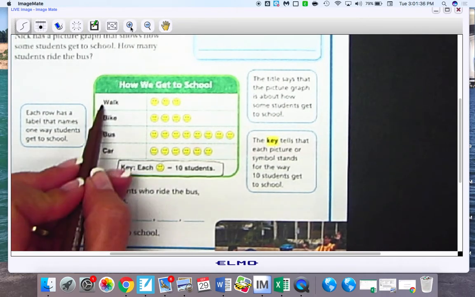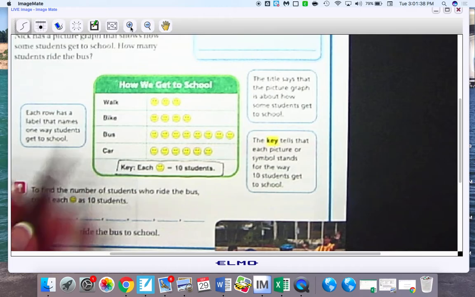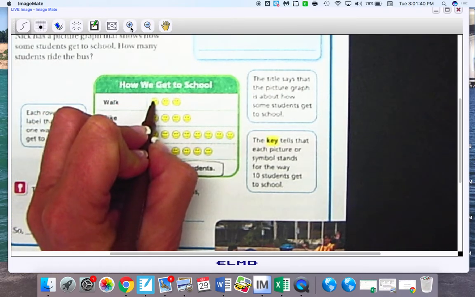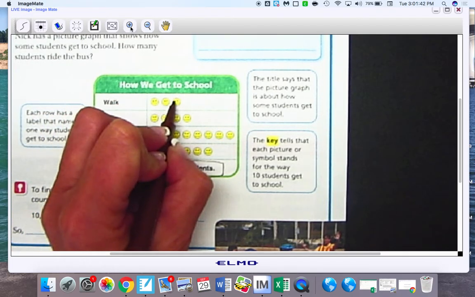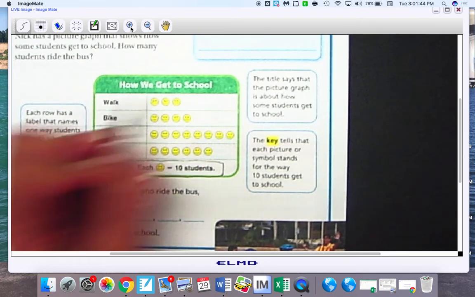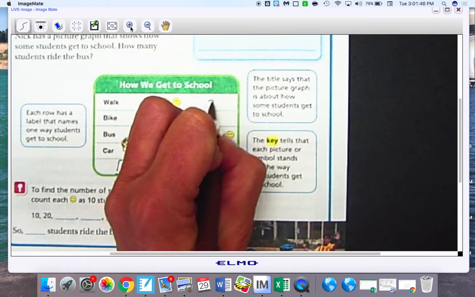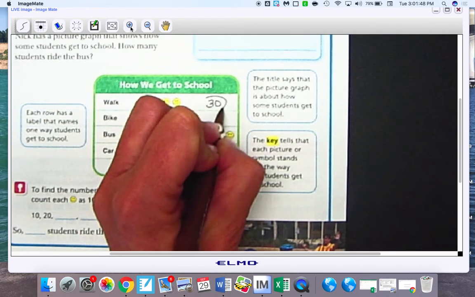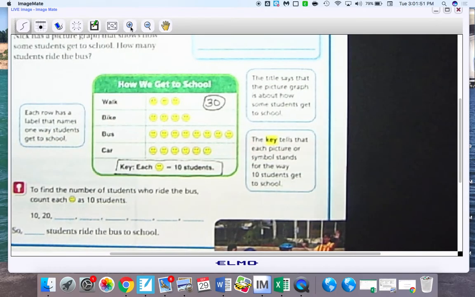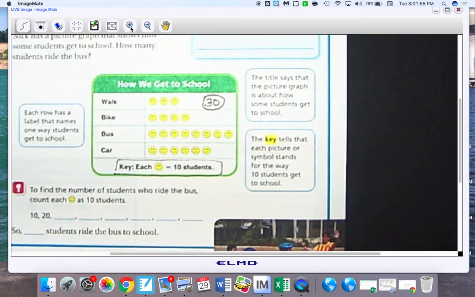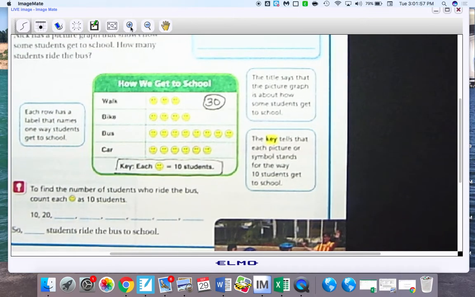So, let's try walking. Hopefully, you'll count with me. It says 10, 20, 30. And then, to make my work easier, I always put in cheat numbers. That way, when I get to questions that I have to answer about the picture graph, I already know how many is there. I don't have to recount them every time. All right, let's move on to bikes.